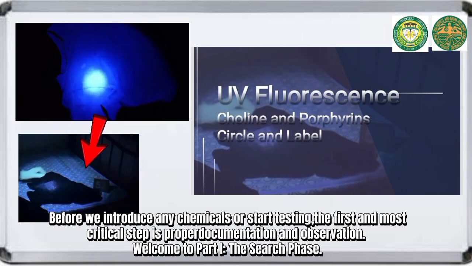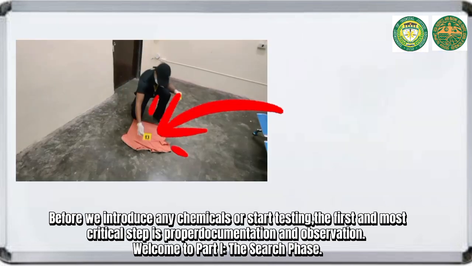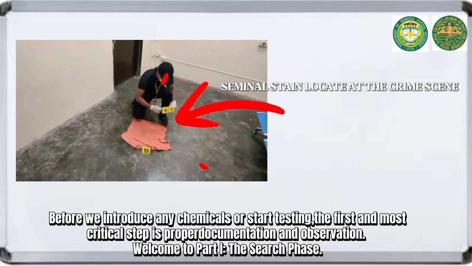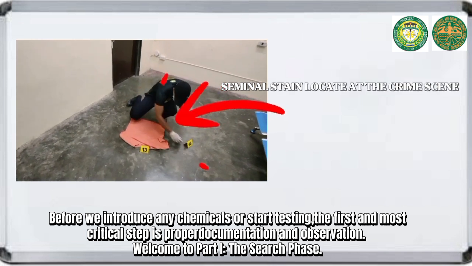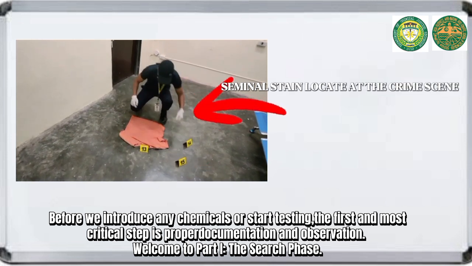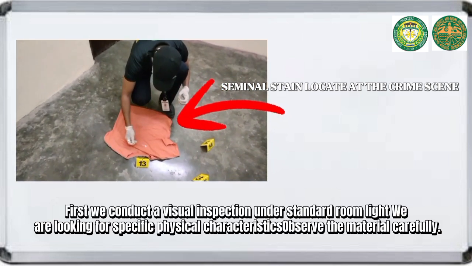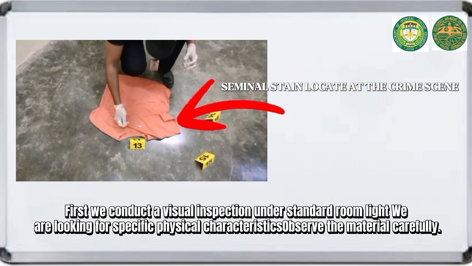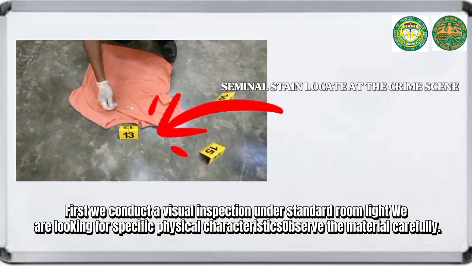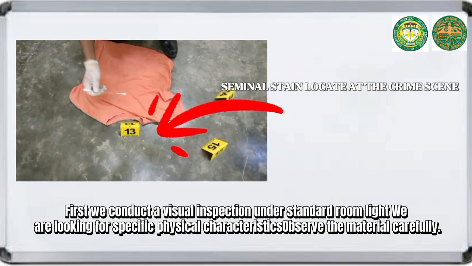Before we introduce any chemical or start testing, the first and the most critical step is proper documentation and observation. Welcome to part 1, the search phase. First, we conduct a visual inspection under standard room light. We are looking for specific physical characteristics.